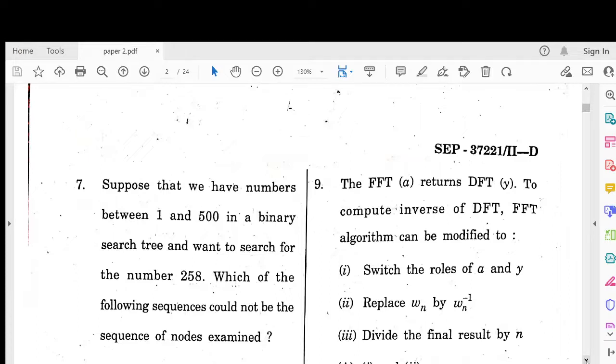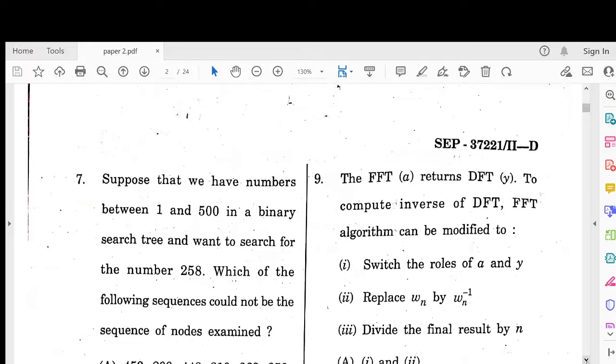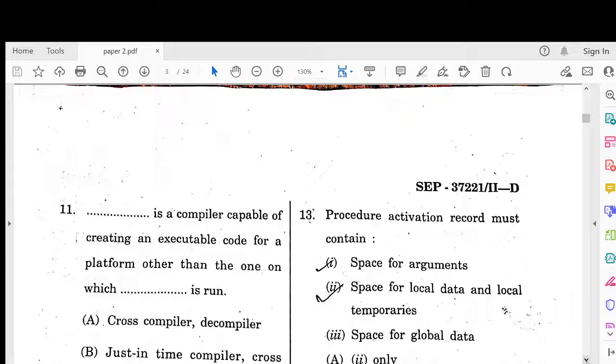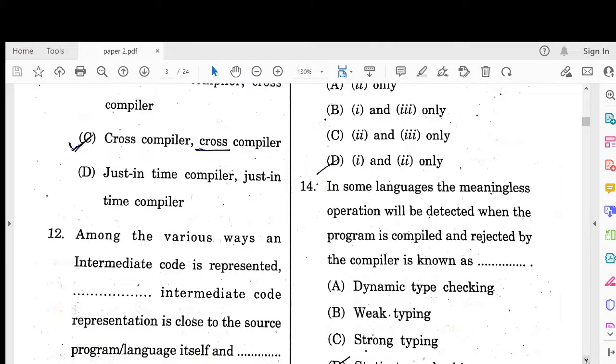The problem not reducibility is option A. Satisfiability is not reducible to halting problem. Question number 11. It is on compiler. Option C is the correct answer. Both the places we have the cross compiler.